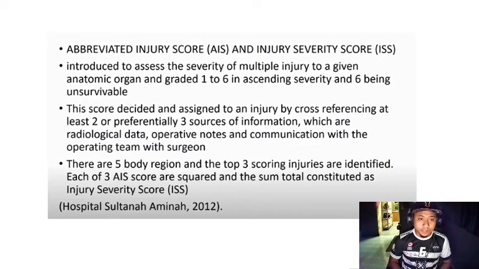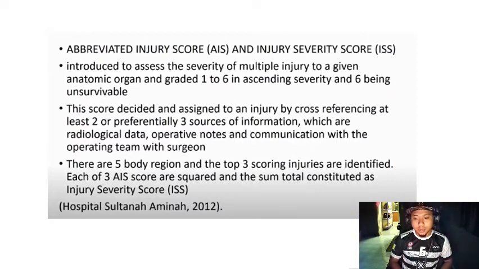unsurvivable. This score is decided and assigned to an injury by cross-referencing at least two or preferentially three sources of information, which are radiological data, operating notes, and communication with the operating team and surgeon. There are 5 body regions, and the top 3 scoring injuries are identified. Each of the 3 AIS scores is squared, and the sum total constitutes the Injury Severity Score, ISS.